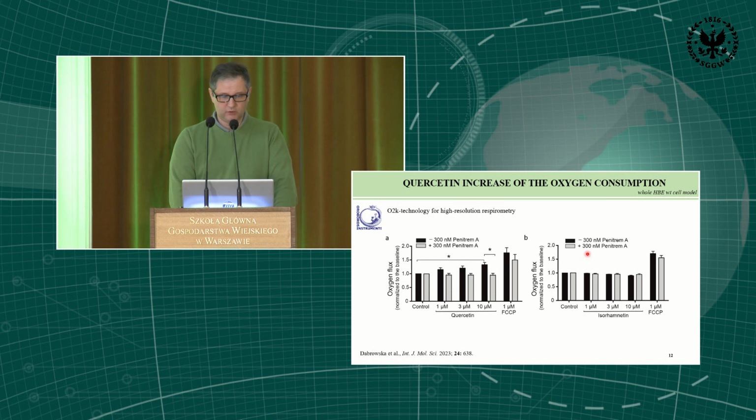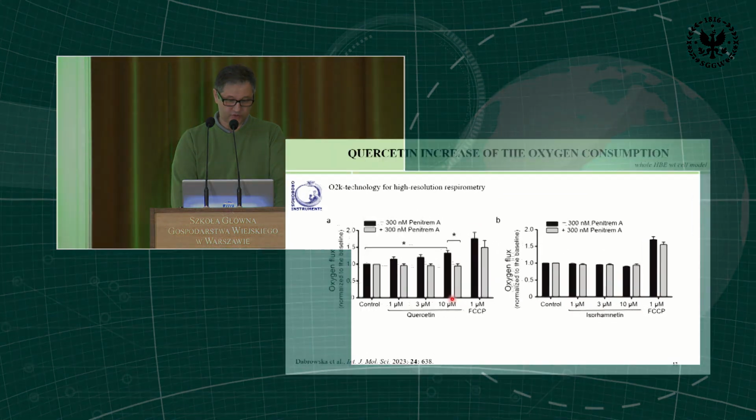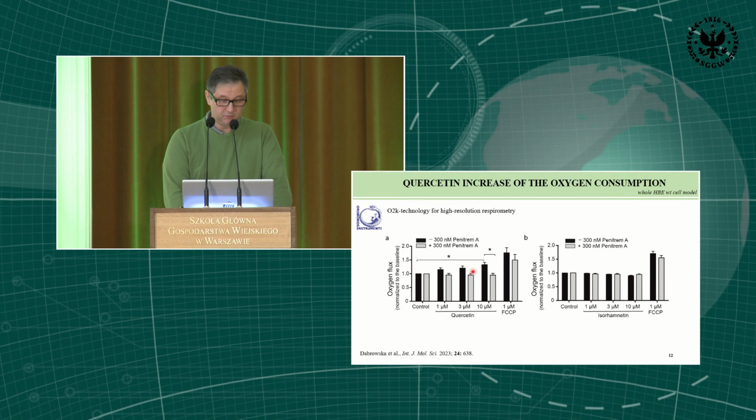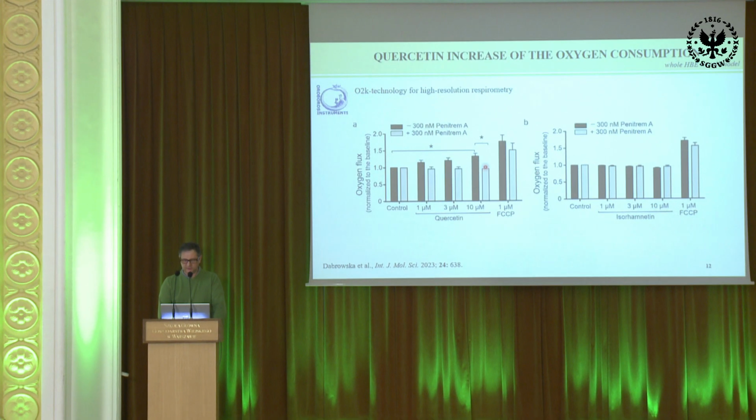Using these results, we use the technology for high-resolution respirometry, and we measure oxygen flux. The black bars are when we apply quercetin at different concentrations, and after application of quercetin, we see huge changes of the oxygen flux. In the presence of the inhibitor of the channel, the flux was not present. This indicates that channel activation can change the respiratory rate in our whole HBA cell models.